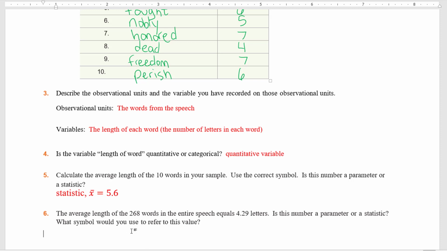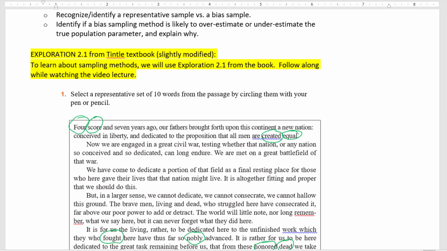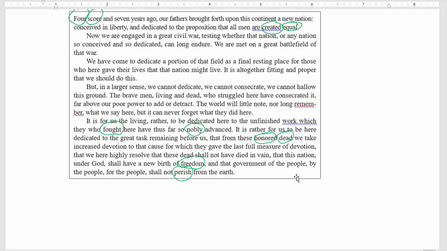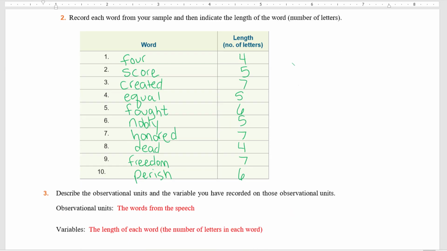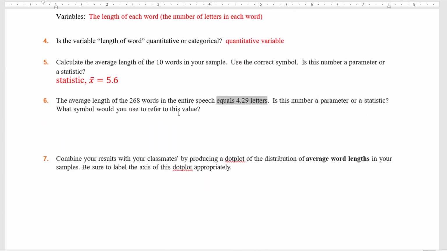So, Part 6 says, if you actually look at the entire speech, the average length of the 268 words in the entire speech is 4.29 letters. So they're saying they went up to the entire speech that apparently has 268 words in it. They found the length of every single one of these words, and they found the average word length. And after they did all that work, they found the average word length was 4.29 letters. Now notice that is a parameter. We know that's a parameter because it's a number for the entire population, for all words in the speech. It is the average word length of all words from the speech, so that is the mean of all words in the speech, and so that's mu. They are telling us mu is equal to 4.29.